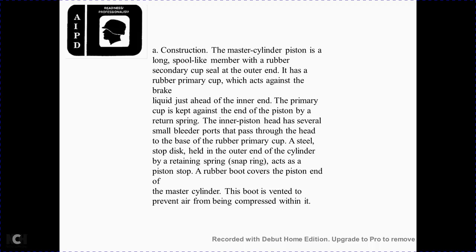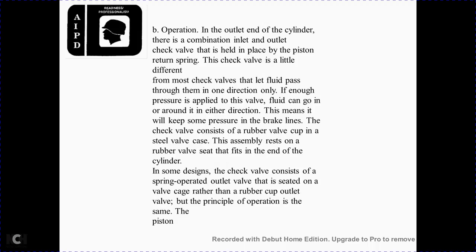The boot covers the piston end of the master cylinder and is vented to prevent any air from being compressed within it. Operation: inside the end of the cylinder, a combination inlet and outlet check valve is held in place by the piston return spring. The check valve is a little different. Most check valves let fluid pass through in one direction only. Here, if pressure is applied to the valve, the fluid can go in either direction. That means this keeps some pressure in the brake line.